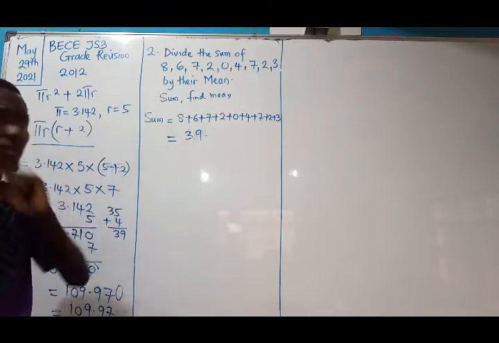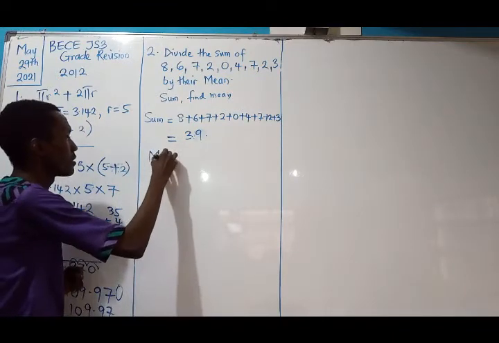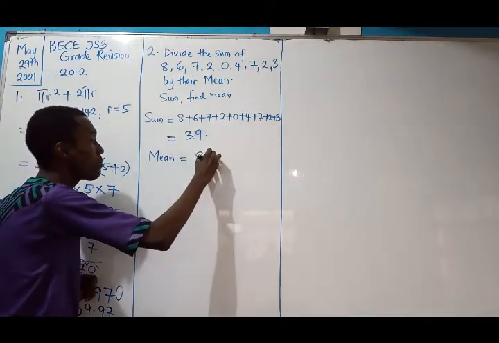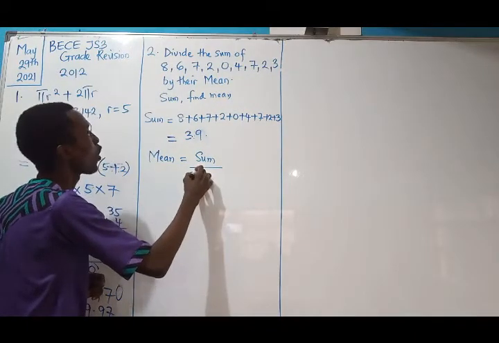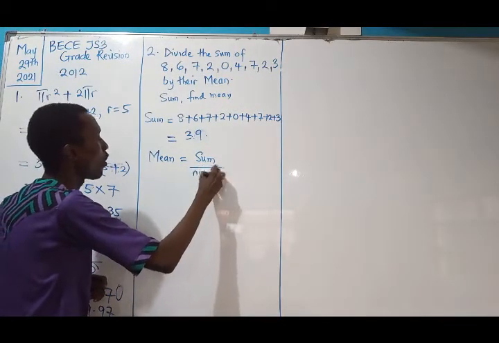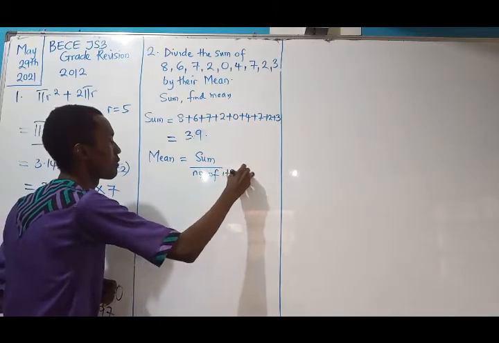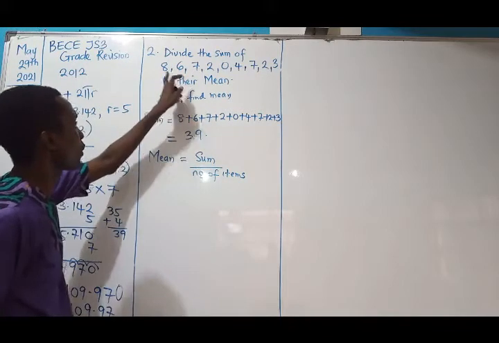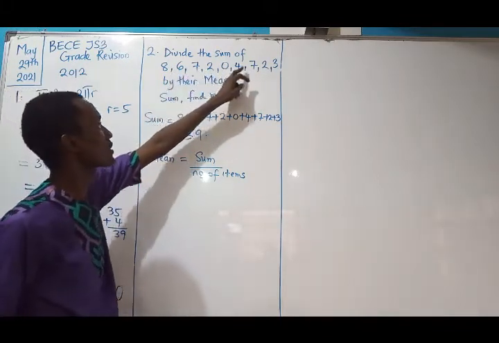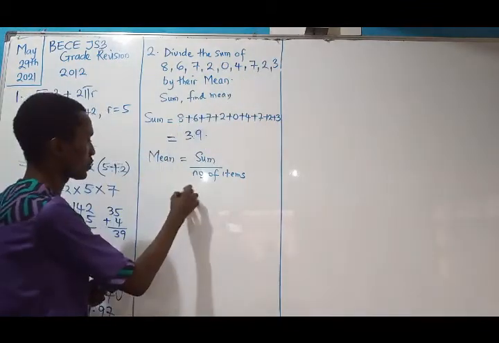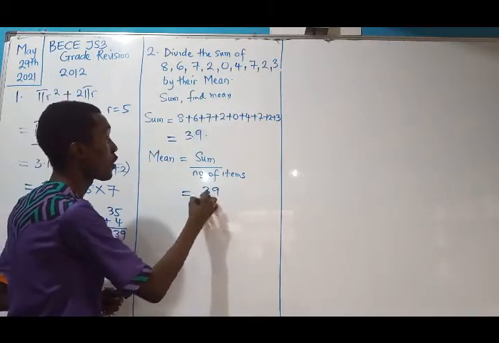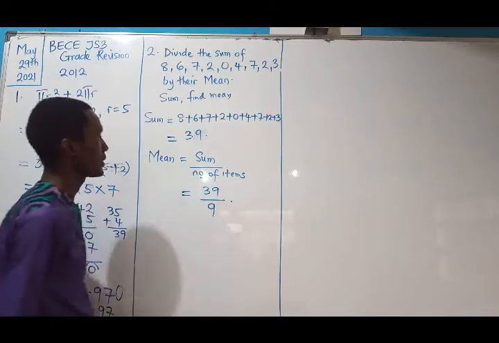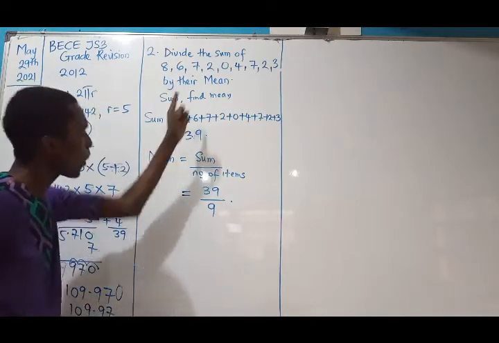Now, how do you get the mean? Mean is actually the sum over the number of items. How many items do you have here? 1, 2, 3, 4, 5, 6, 7, 8, 9. So that will be the sum, which is 39, over the number of items, which is 9.